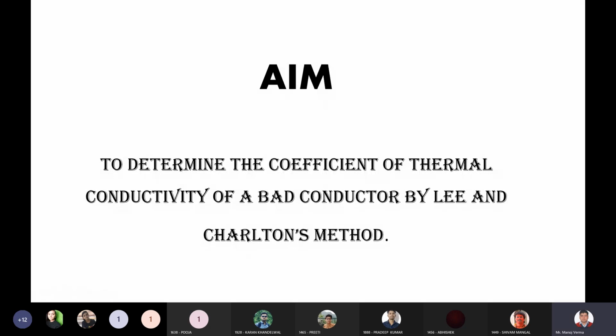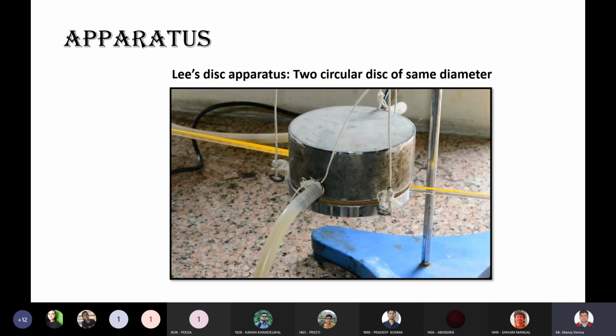What we were doing, we were finding the coefficient of thermal conductivity of a bad conductor by Lee and Charlton's method. So see, this is your setup. This is called Lee disc apparatus. There are two circular discs of same diameter but of variable thickness.